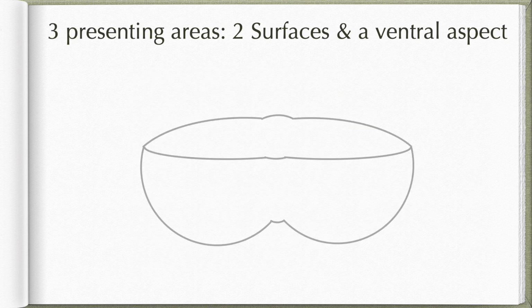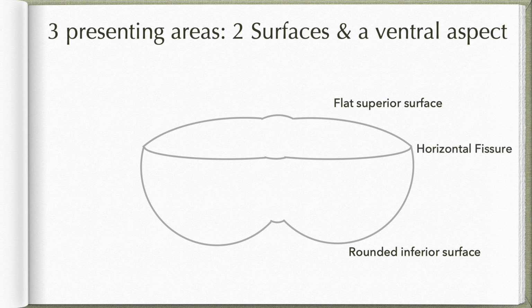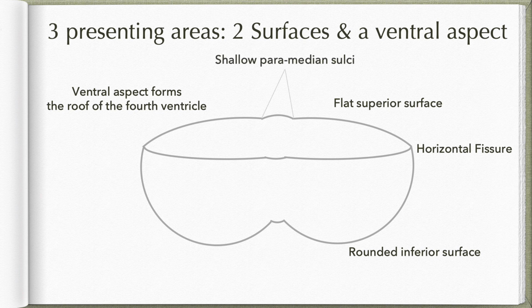Cerebellum has 3 presenting areas, that is 2 surfaces and a ventral aspect. It has a relatively flat superior surface and a well-rounded inferior surface. These 2 surfaces are separated by the horizontal fissure. And the ventral aspect forms the roof of the fourth ventricle. On the superior surface, the vermis is separated from the hemispheres by shallow paramedian sulci, whereas on the inferior surface, these paramedian sulci are deeper, and the 2 cerebellar hemispheres on the inferior aspect are separated by a midline depression known as the vallecula.